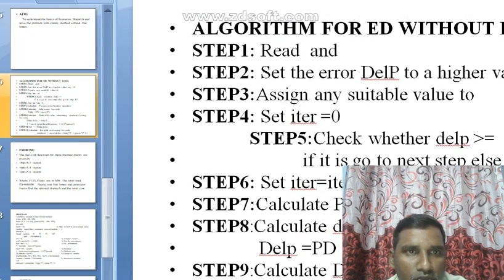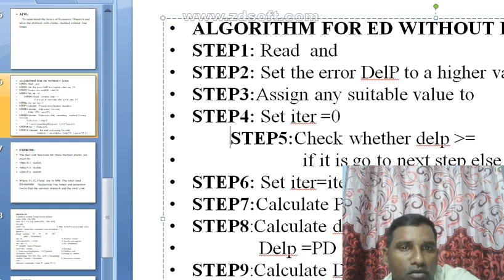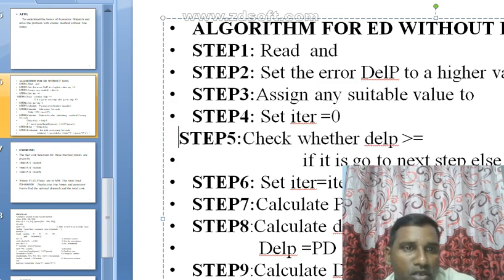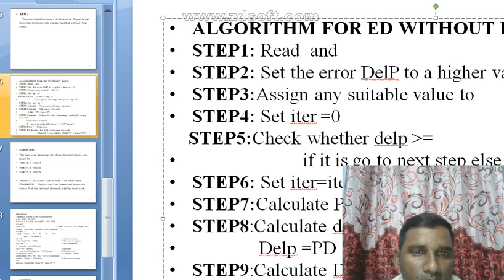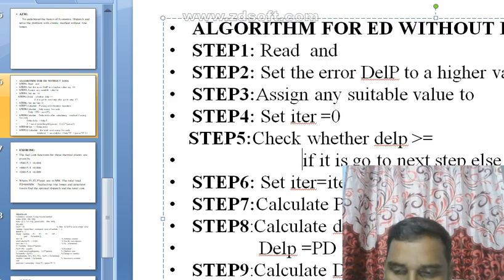Next, the program. Before the program, we have to discuss the algorithm. Step 1, read the data. Step 2, set the error tolerance, the delta value. A higher value means 1 or 0. Assign any suitable value. Check whether the delta value or the lambda value is satisfied. Here we are using only the lambda value. If the value is satisfied, you execute the program. Otherwise, repeat the step.